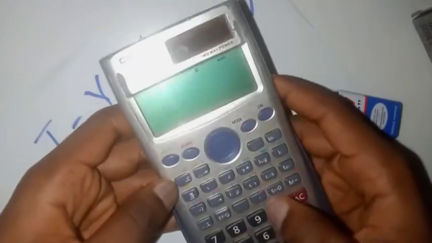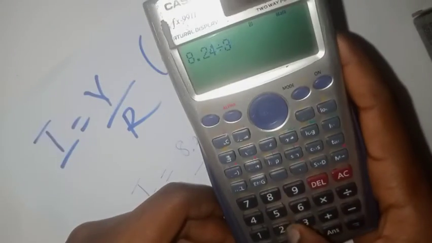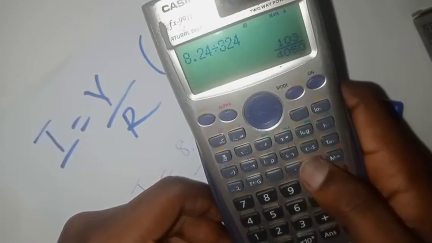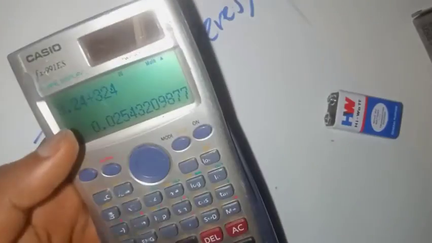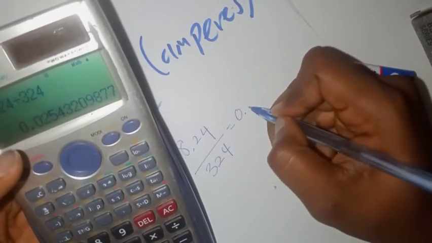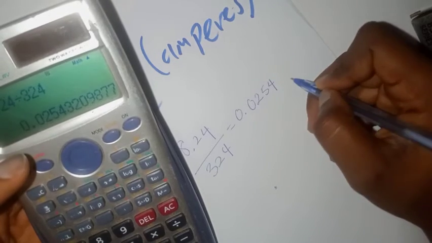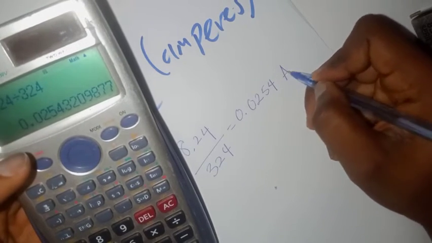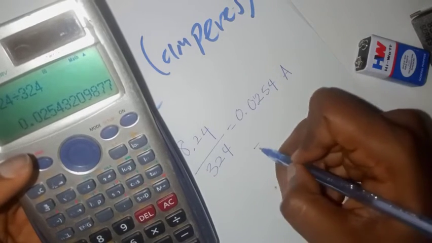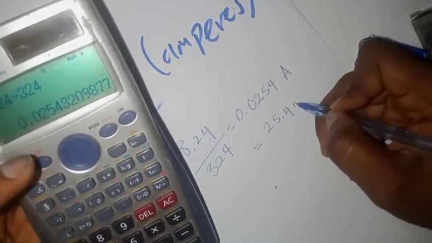This amounts to 8.24 divided by 324. This gives 0.0254 amperes, which is equal to 25.4 milliamperes.